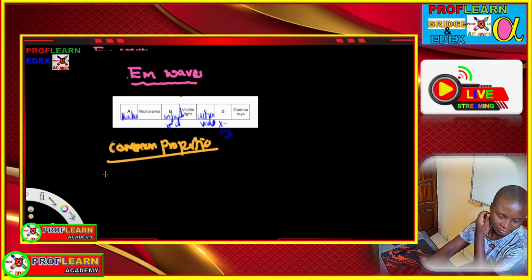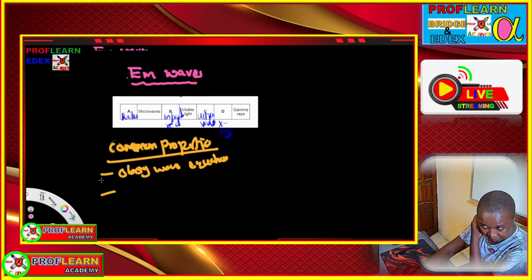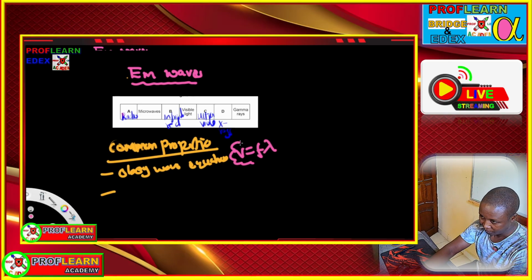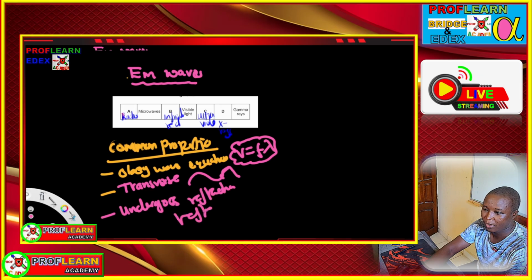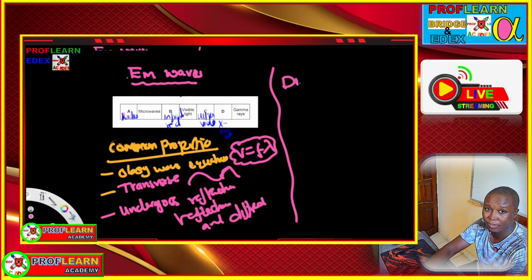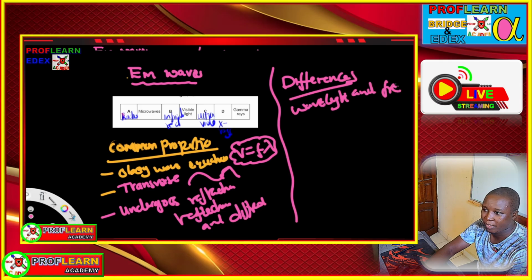Common properties include that all of them obey the wave equation, which we have mentioned. They are transverse, they have crests and troughs, and they travel through a vacuum at the speed of light. They undergo reflection, refraction, and diffraction. But if you are asked about the differences, the difference is that they have different wavelength and frequency.